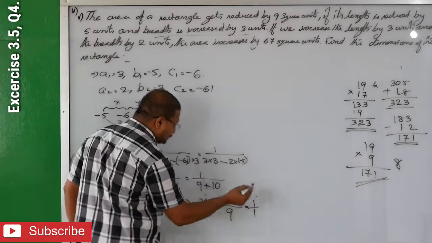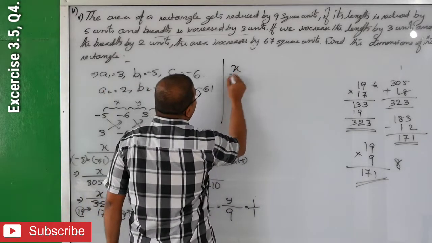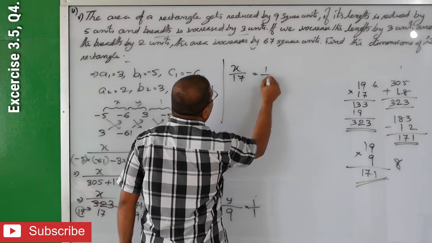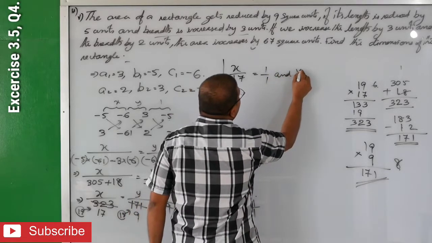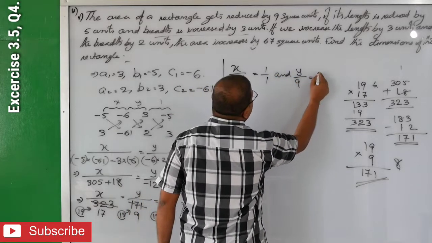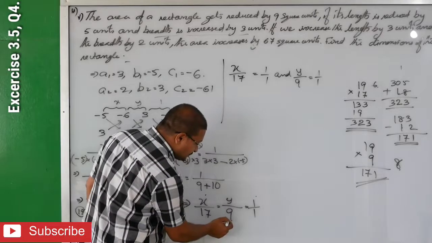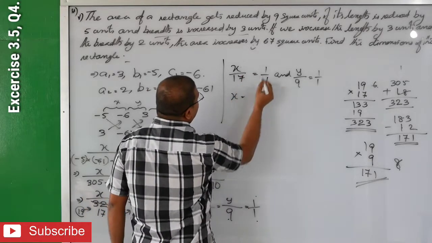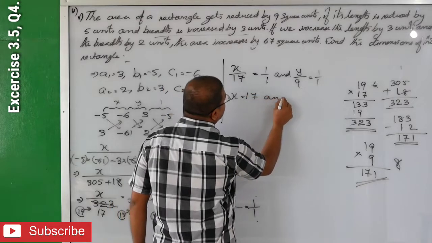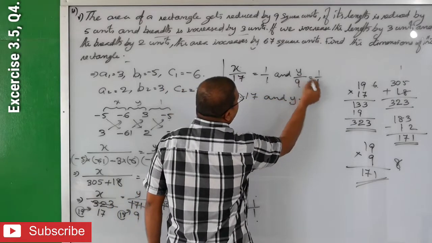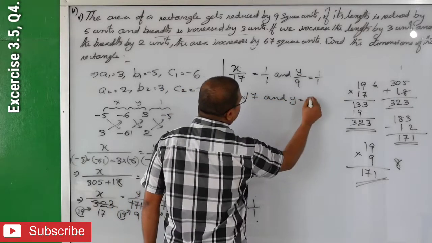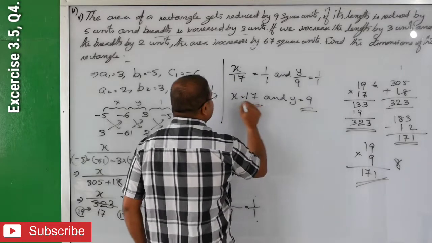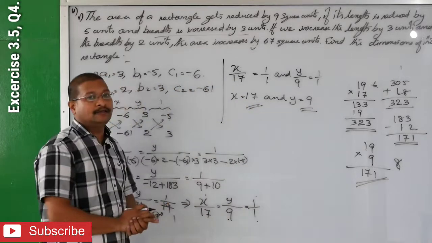Now first and last, that means x by 17 equals 1 by 1, and y by 9 equals 1 by 1, second and last. Now cross multiplying, x into 1, x equals 17 into 1, 17, and y into 1, y equals 9 into 1, 9. That means length is 17 and breadth is 9.